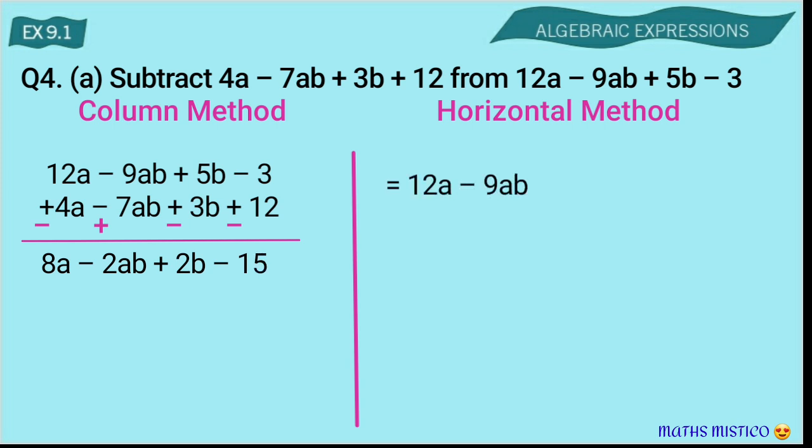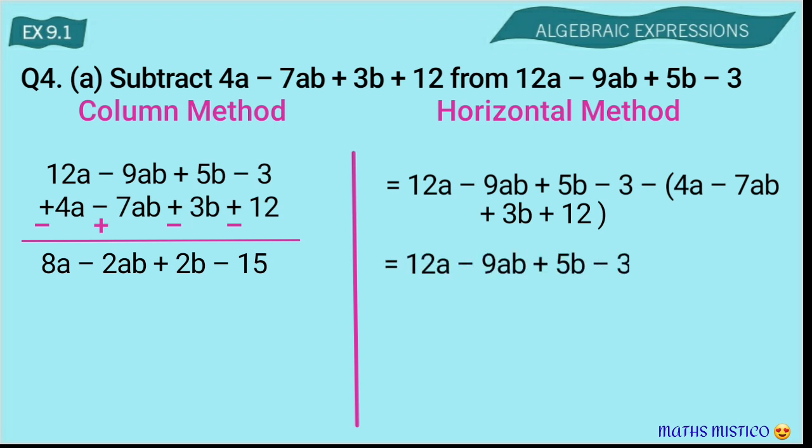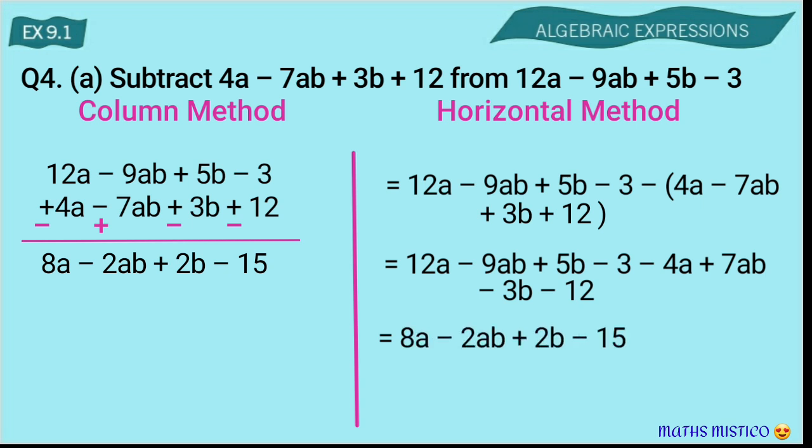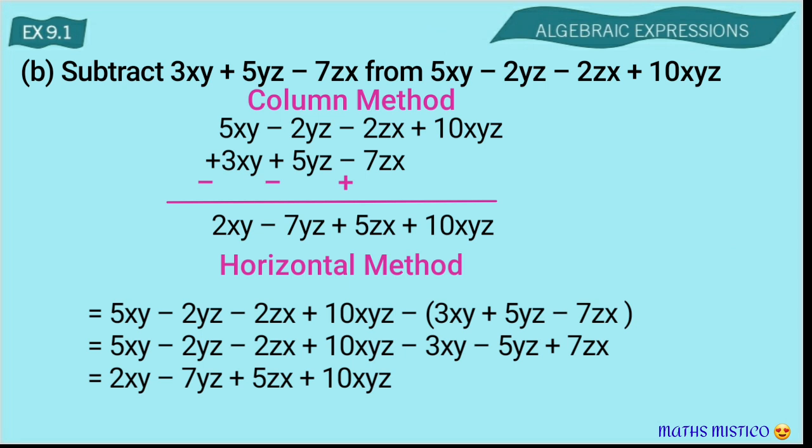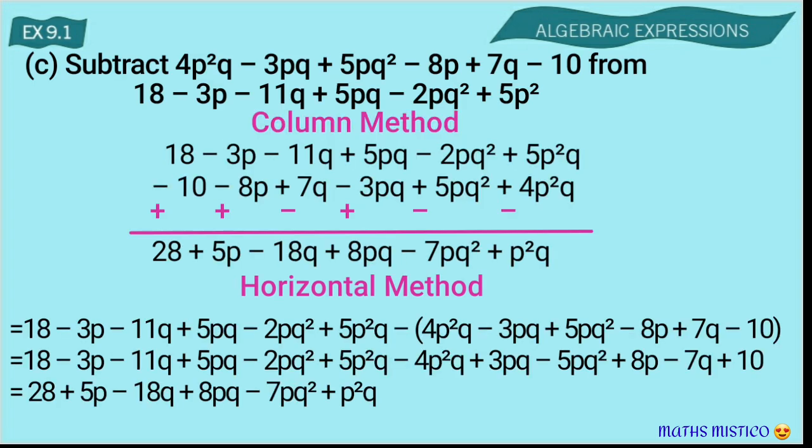In the horizontal method, we will simply put the second one in a bracket because it has a minus sign before it, and on opening the bracket, all the signs inside the bracket will change. After this, we have to add the like terms and we again get the same answer. Now, can you try the next two parts? If you have completed, check the answers. If you have any queries, any step is not clear to you, please leave a comment.